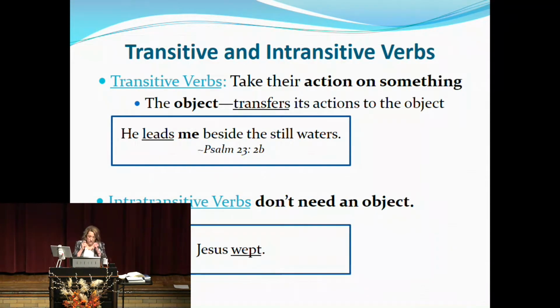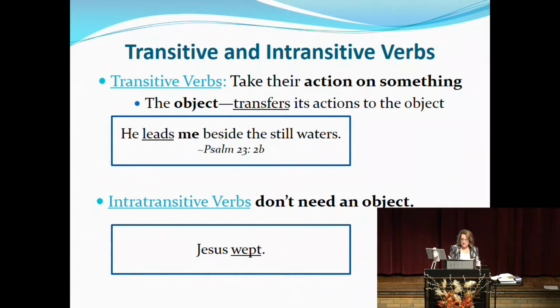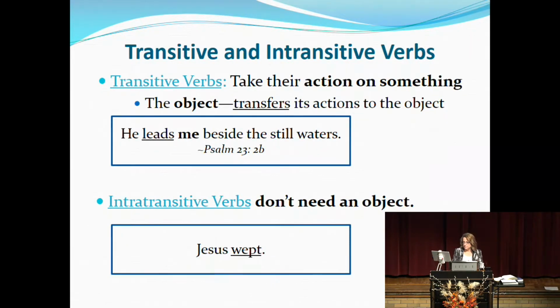Now, we have what are referred to as transitive and intransitive verbs. And transitive verbs take their action on something, which is referred to as the object. And it transfers its actions to the object. So if you remove the object from the sentence, they don't make sense.